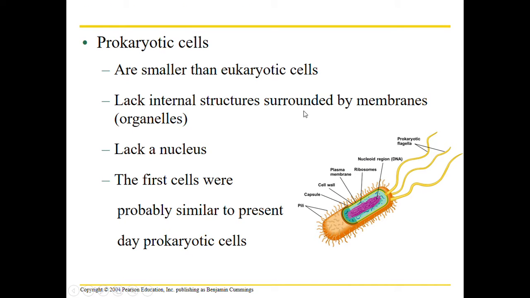So to revisit prokaryotes, they're smaller than eukaryotes, which is what we just saw. They lack internal structures surrounded by membranes, so they lack organelles. They don't have a nucleus. Remember, they have that nucleoid region. And we think that they are the first cells that were present. And today we see them as prokaryotic cells. So long time ago, we think that these prokaryotes were our first cells.